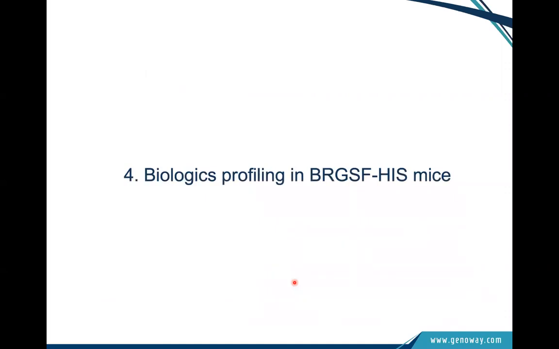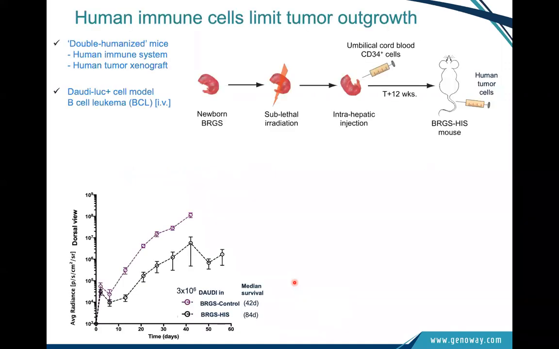The model was also used to assess biologics, and this is what was done. They were injected with DOHH2 cells, which are human B-cell leukemia, and reconstituted or not with human CD34 positive cells. And as you can see here, when you look at the tumor growth, the development of a human immune system in the mice does control the tumor growth when compared to mice which have no reconstitution.